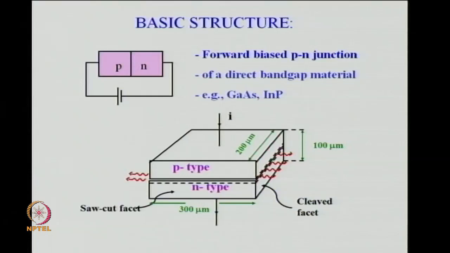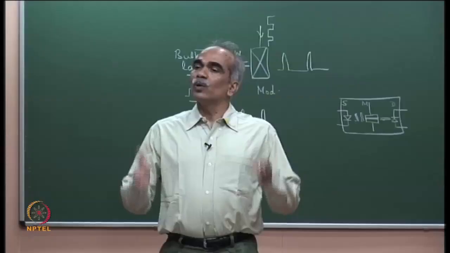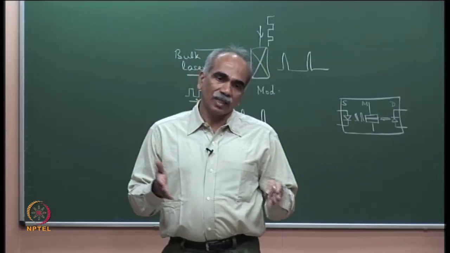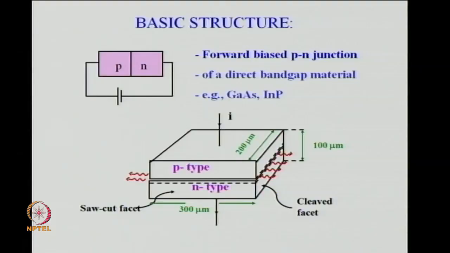On the other two sides there is a rough surface, otherwise light could as well have built up in this direction like this. It could have gone back and forth in this direction, which means light could have come from here, that is from this output here. So you want light to come in from a particular direction, and therefore two sides are rough and the other two sides are cleaved. So the resonator is formed in that direction and current flows through the device.